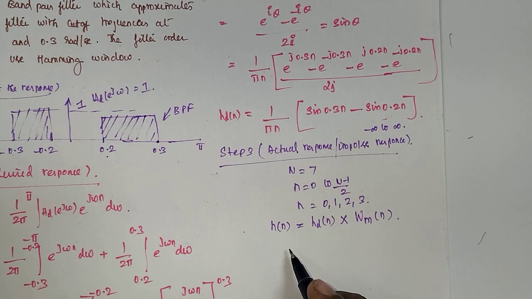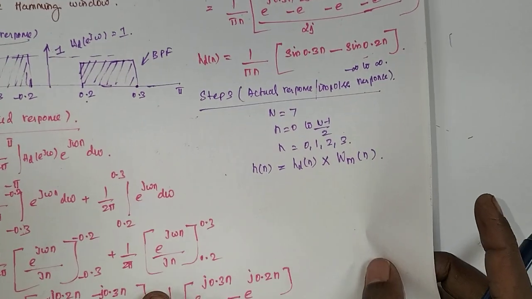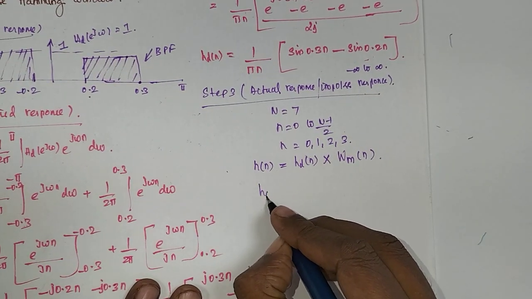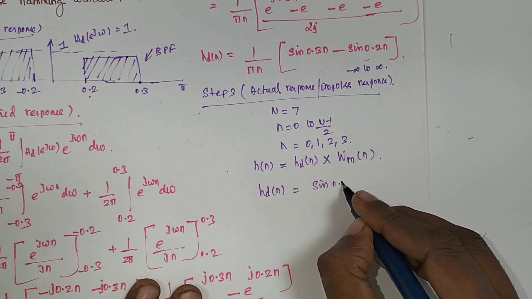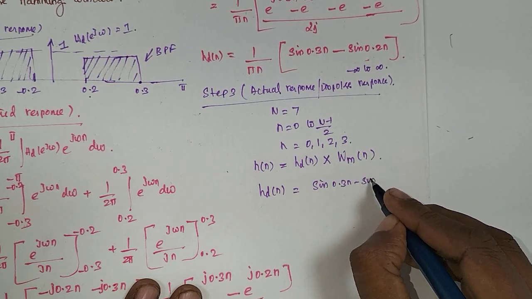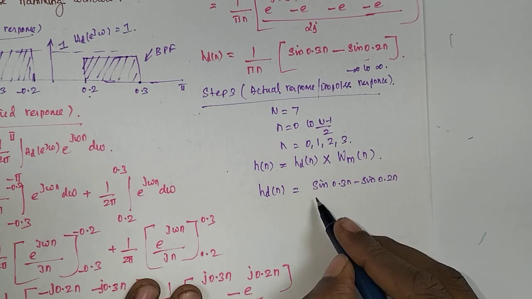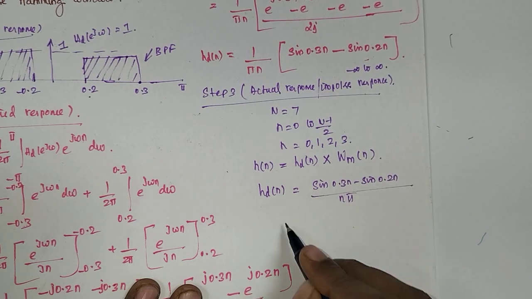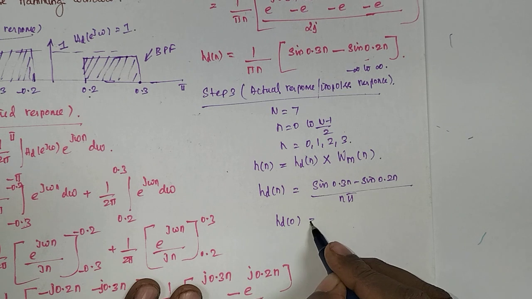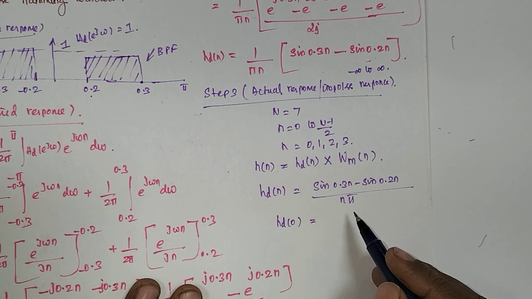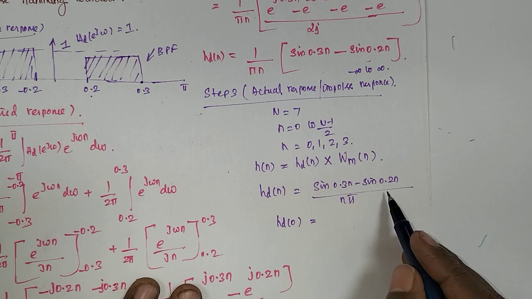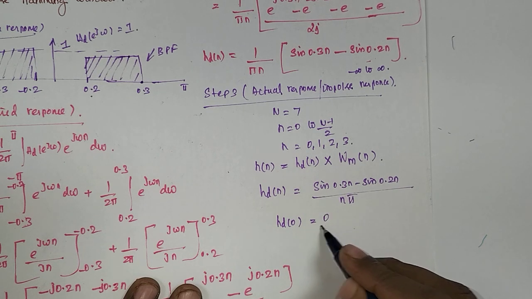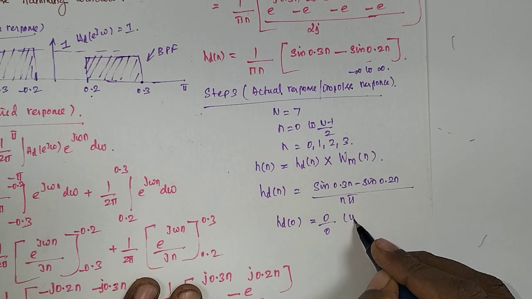First we find the desired response for different n values. That is hd of n is equal to sin 0.3 n minus sin 0.2 n divided by n pi. So for hd of 0, sin 0 is 0, so 0 by 0 is an indeterminate value.